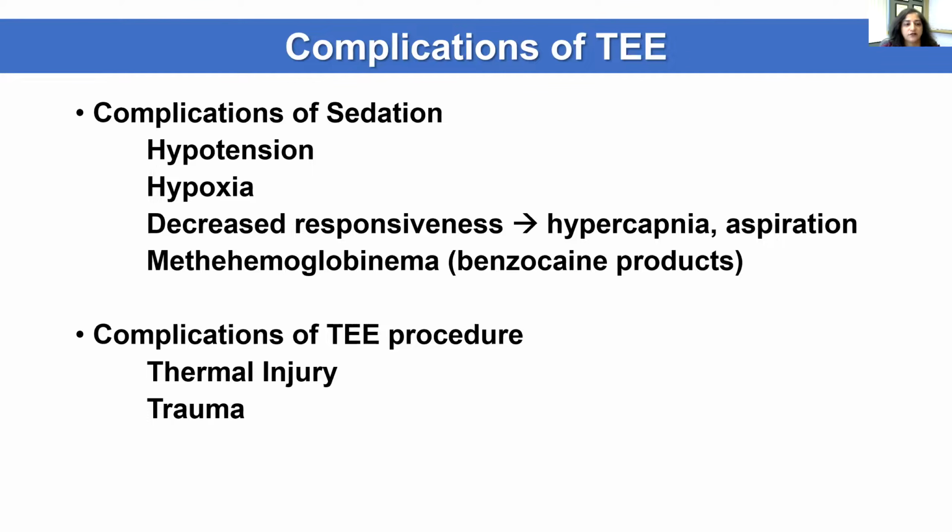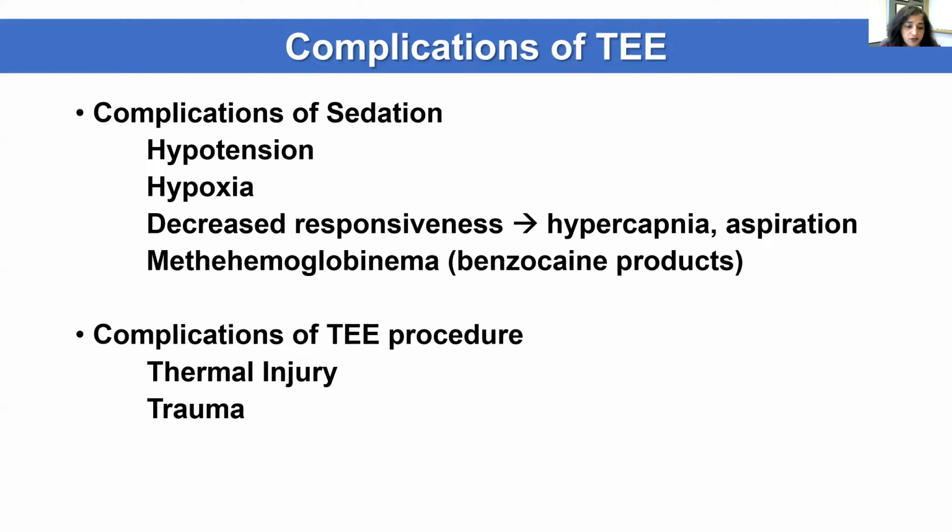The complications of TE are divided into two things: the complications of sedation and the complications of the TE procedure. Hypotension, hypoxia, decreased responsiveness, and methemoglobinemia are complications of the sedation part of the procedure. For the TE procedure, thermal injury is less common in modern day transducers, but keep an eye on the temperature on a TE probe. In longer structural cases in the operating room, pausing or stopping ultrasound energy when you're not using the TE probe can reduce the overall thermal injury to the esophagus.